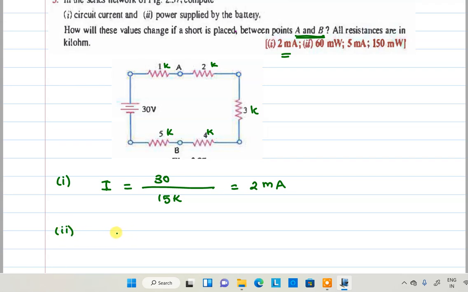Next, second bit. Power supplied by the battery. Power supplied, P is equal to V into I. What is the V? 30. What is the I? 2 milliamperes. That will be equivalent to 60 milliwatt. Yes or no? Yes. First two steps are done.